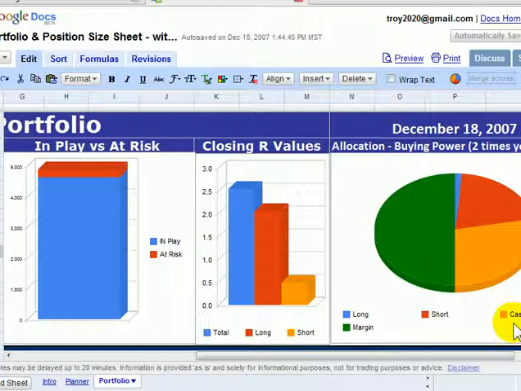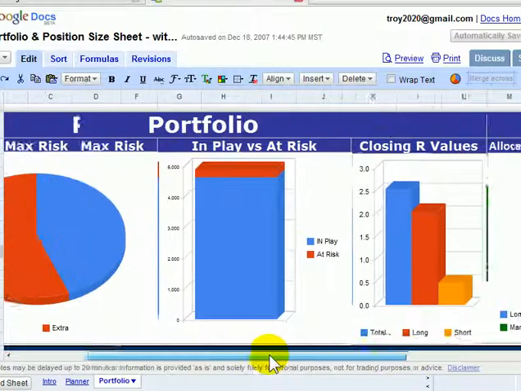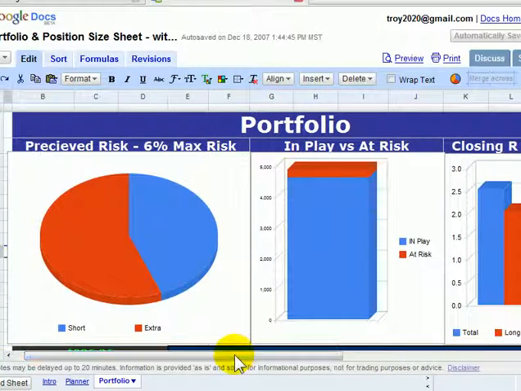The key here is to update this on a normal basis, and again, look at your account in a way that you understand how much risk you have.